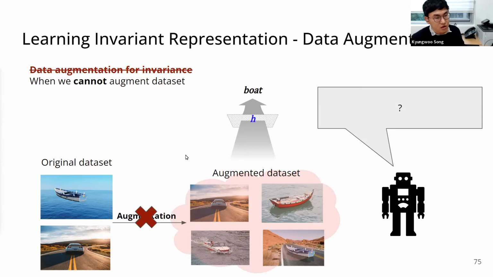Let's think about the problem in detail. Can we generate images such as a car on the water and a boat on the road easily? It is not trivial to generate that kind of image based on the boat on the water and the car on the road images. In other words, suitable data augmentation is not trivial. Then, how can we achieve invariant feature learning?